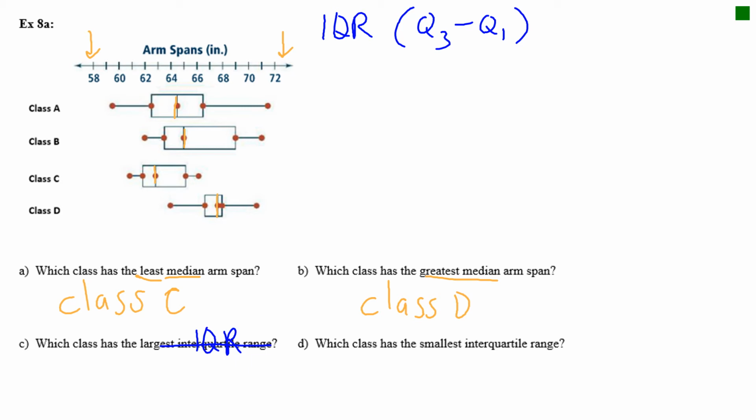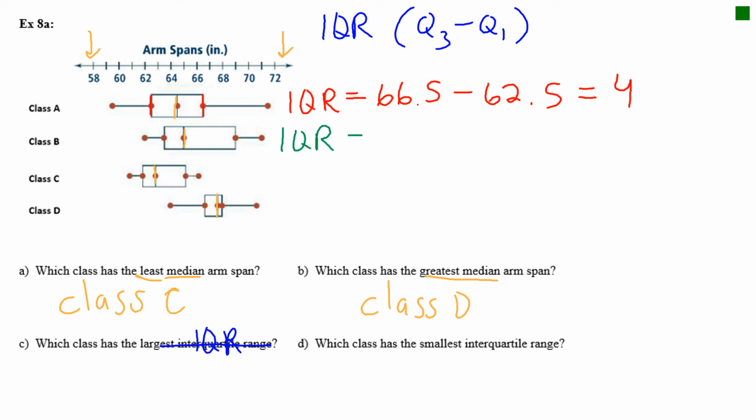So we're going to calculate the IQR, the interquartile range, for each of these classes. We're looking at Q3, which is right here. That looks like it might be 66.5, roughly. Minus Q1, which is right here. That looks like it's going to be 62.5. Subtracting these two, you're going to get a final answer of just 4. Doing the IQR for class B, Q3 looks like it might be exactly at 69, minus Q1, which looks like it might be at 63.5, okay, which is going to give us a final answer of 5.5.